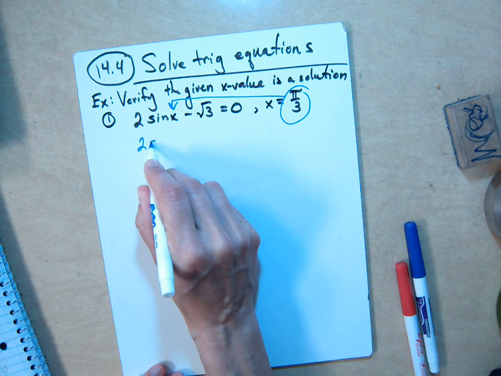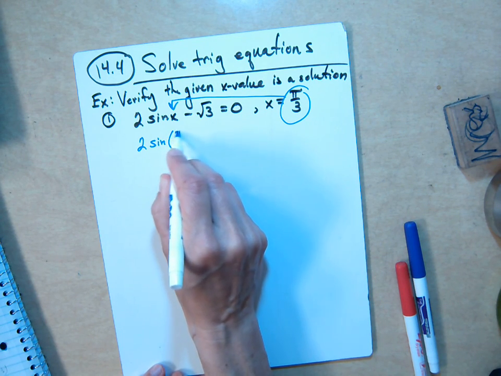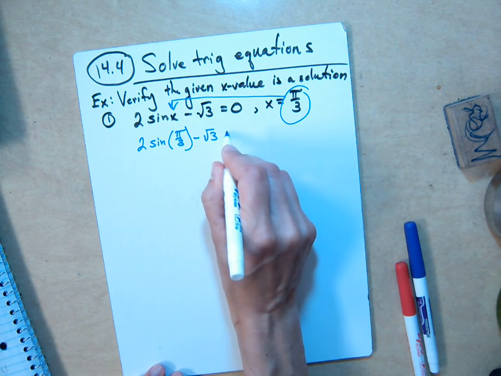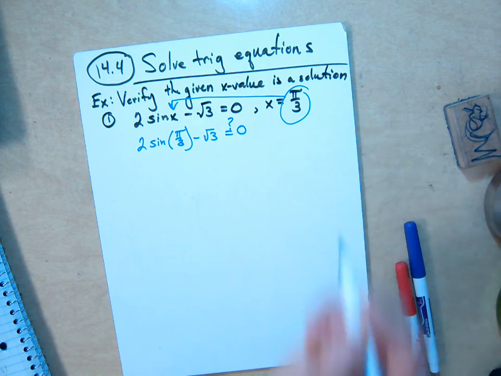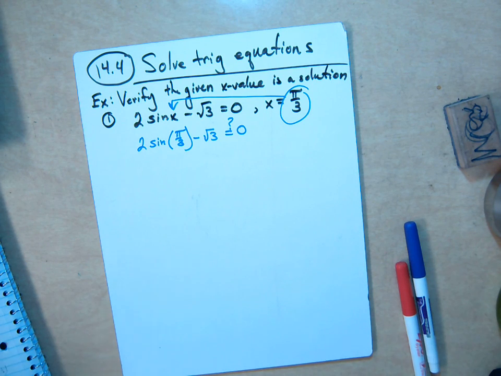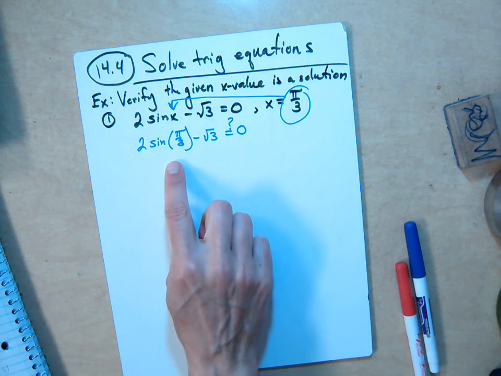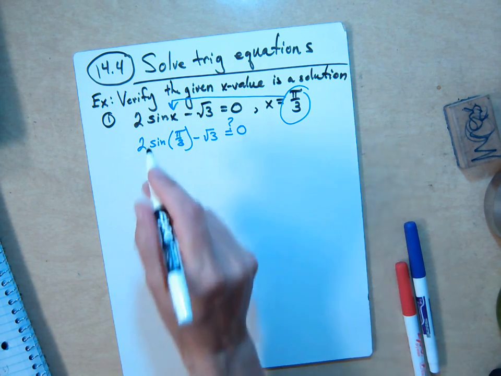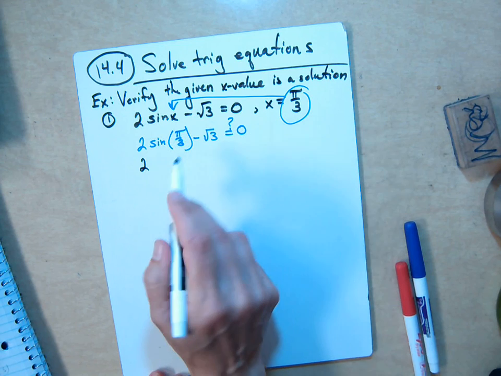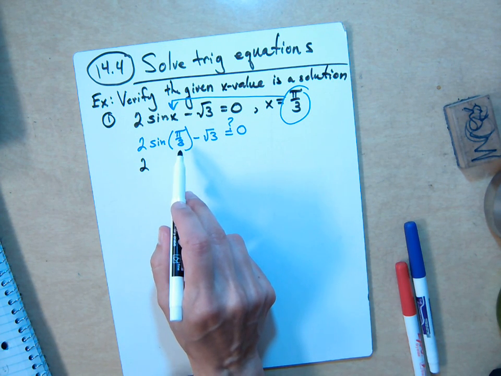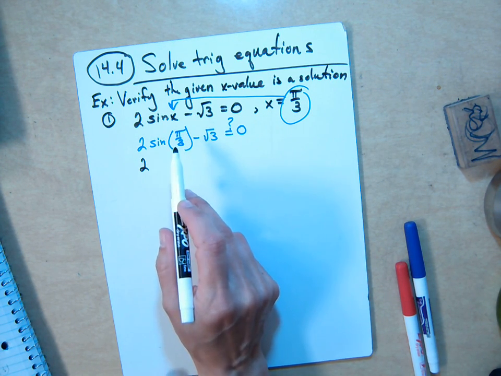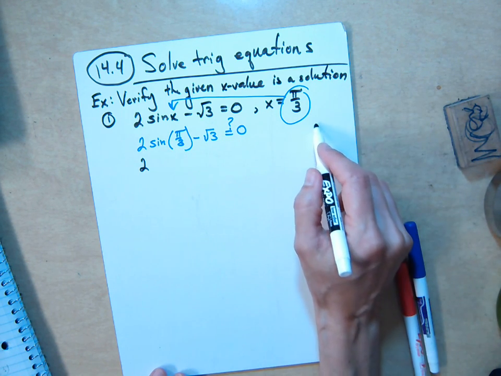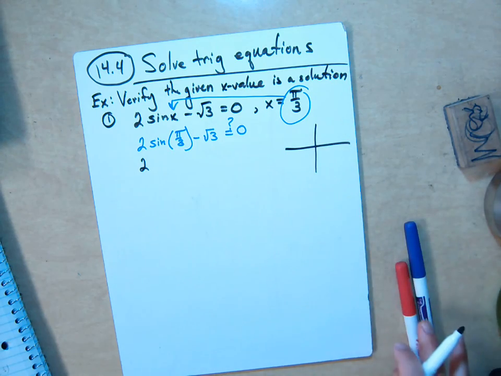So 2 times the sine of pi over 3, replacing the x with pi over 3, minus root 3. We're asking ourselves the question, is that equal to 0? We're going to find out. It'll be good review to evaluate this, which is what we did in the last unit. We have to evaluate the sine of pi over 3. At this point, I want you to be able to do it without the quadrant 1 is what you need to know of the unit circle.